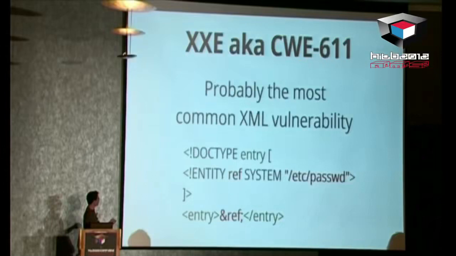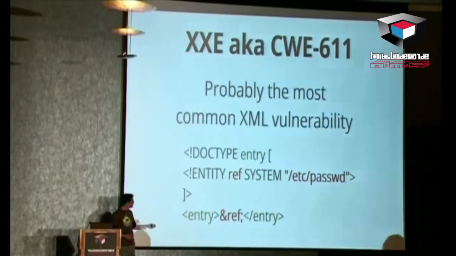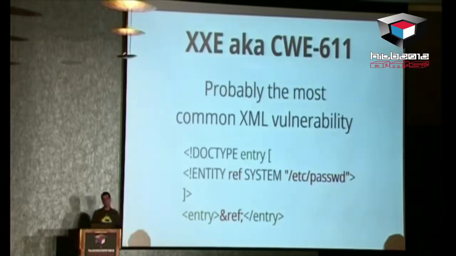Now I will speak about XML external entities, which is probably the most common XML vulnerability. It's very simple. You define a doctype and an entity, which is here ref, and its value is the content of the etc password file. So each time you use this value in your document, it will be replaced by the content of the etc password file.